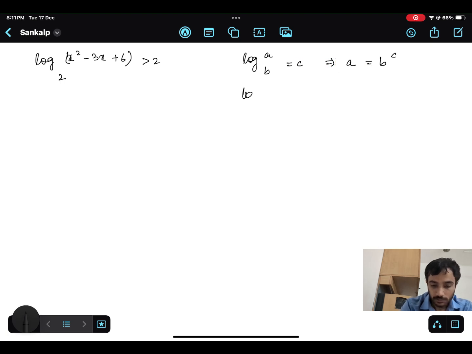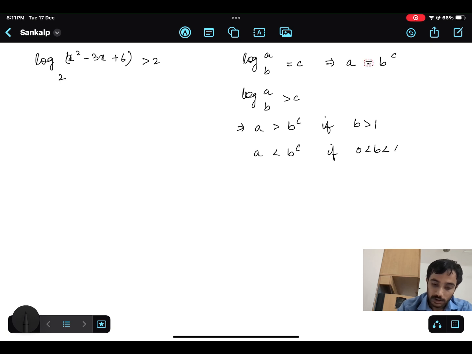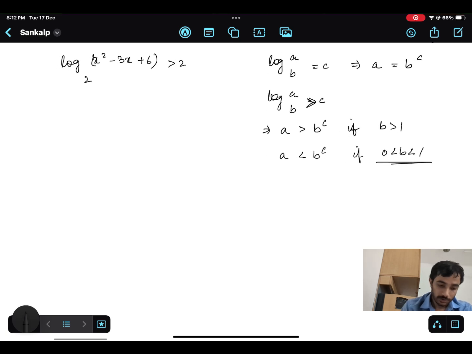If log of a to the base b is greater than c, then a is greater than b power c if b is greater than 1, and it will be less than b power c if 0 is less than b less than 1. So whenever the value of b lies between 0 and 1, the inequality changes. So here it was greater than, now it became less than. So with this we can solve this question.